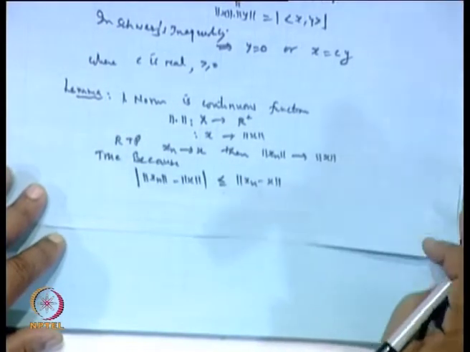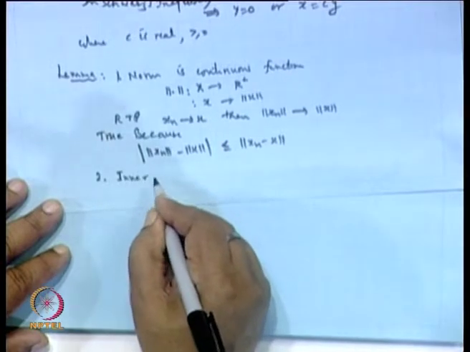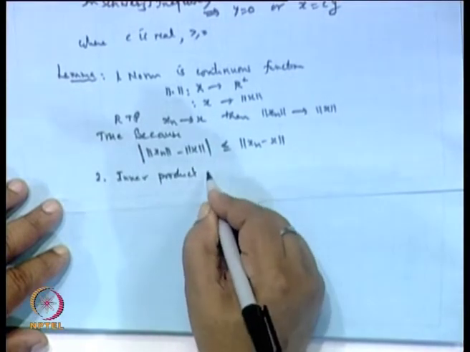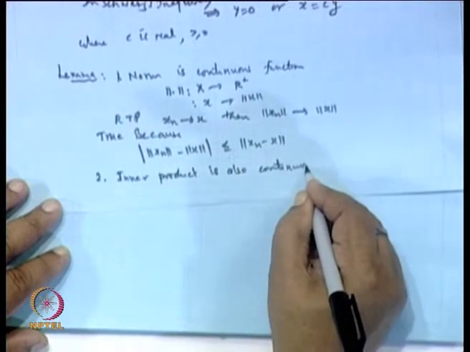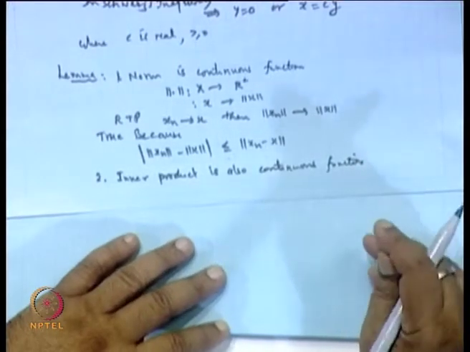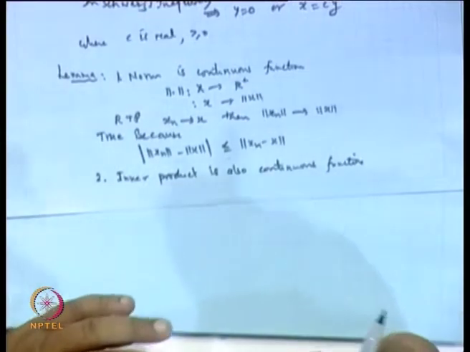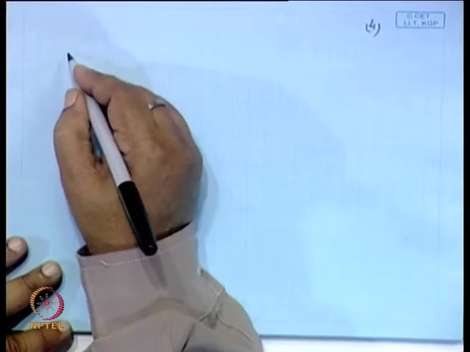Similarly, we can show that inner product is also a continuous function. In fact, it is continuous with respect to both the coordinates, jointly continuous, you can say, continuous function. Why? The proof is like this, we can say in the form of a lemma.